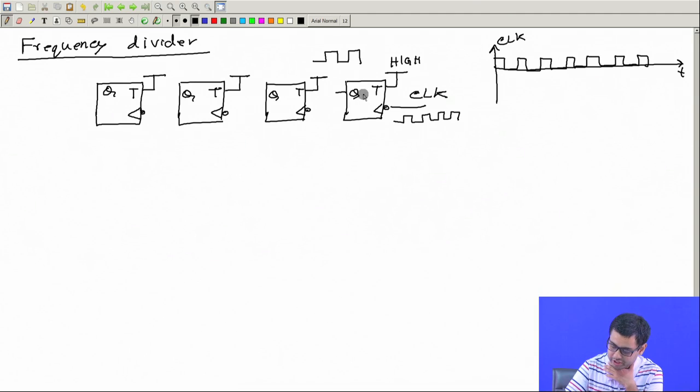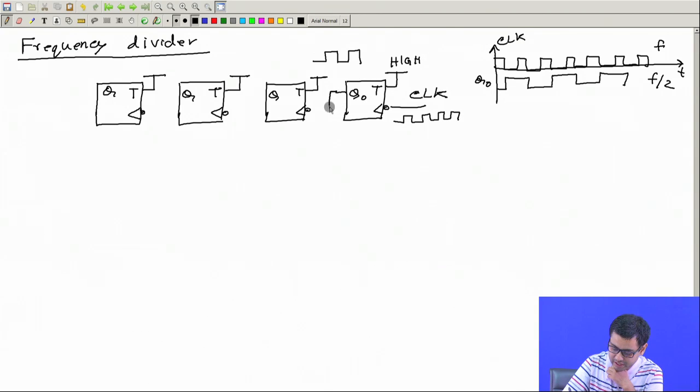Now this Q, call it Q0. Q0 will change its state every time we have a negative edge, like here. So here it will become 0 to 1, then next time here 1 to 0, then next time here. Every negative edge will change the value of Q. So you see Q0 is also a square wave, with half the frequency. If this is f, this is f by 2.